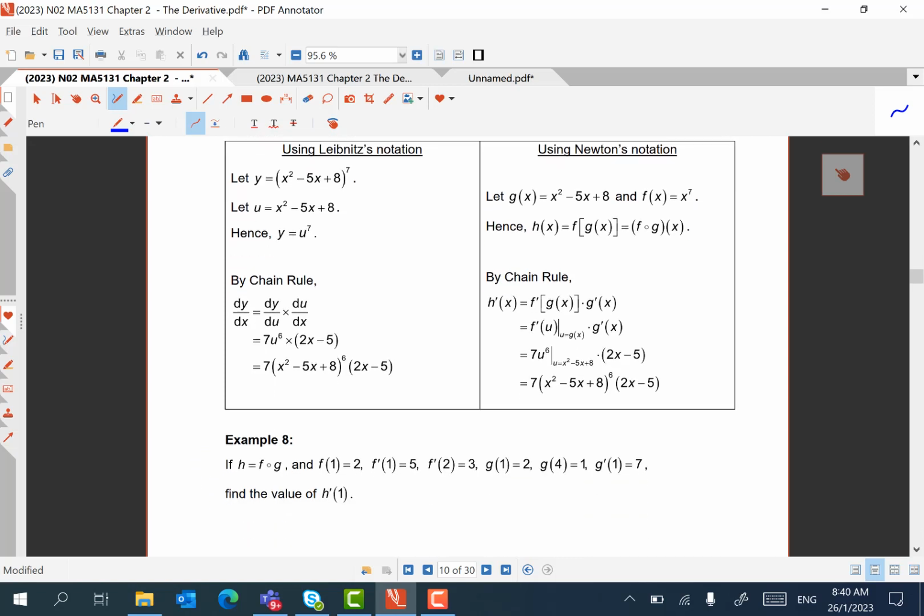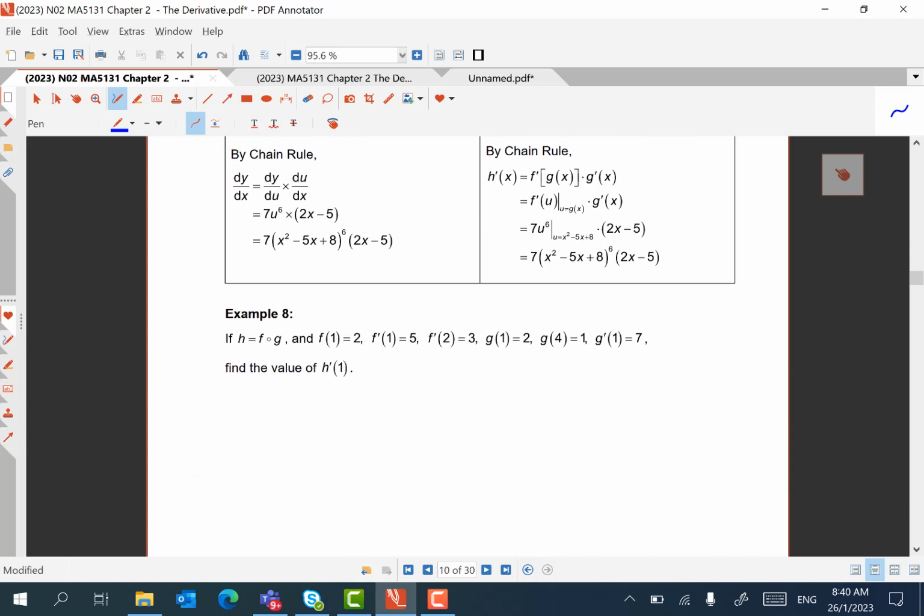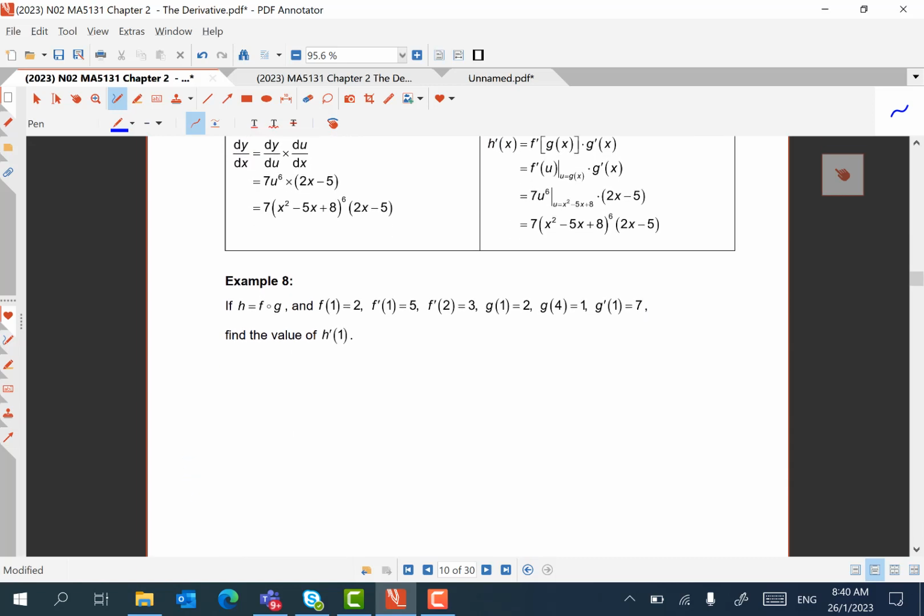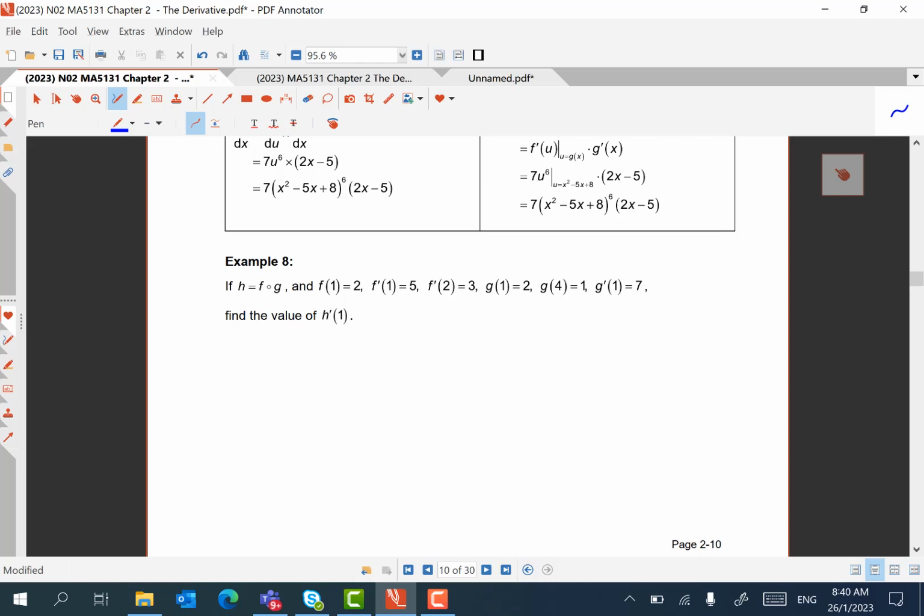So you want to realize that chain rule is what I just told you. Can you now try this question? I want you to know that written this manner, it means this, it actually means this, the composition of F and G. Can you all try this question now? You want to find H prime 1.